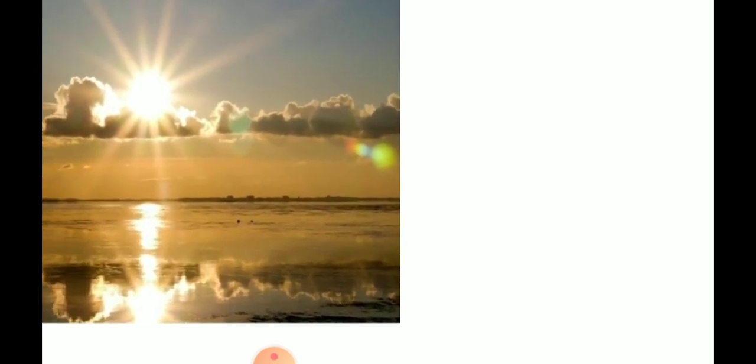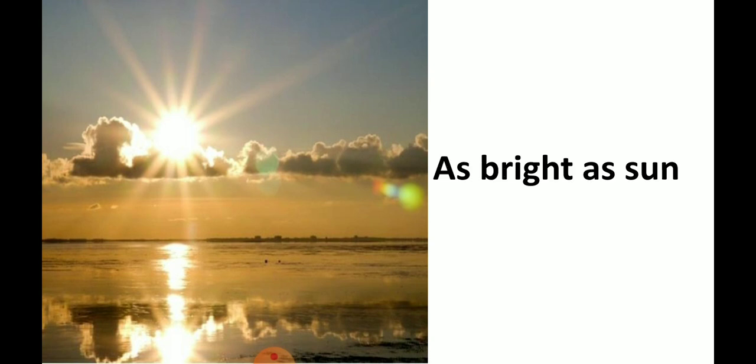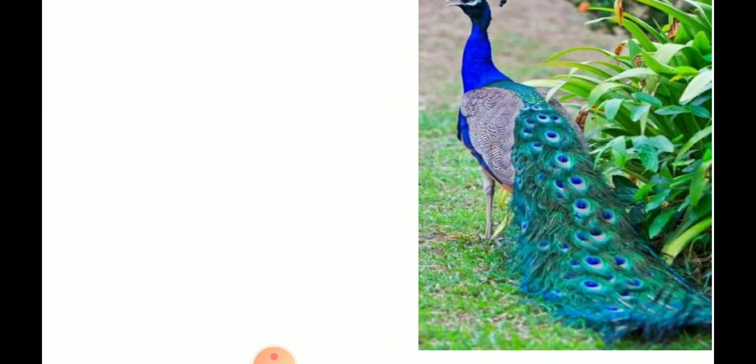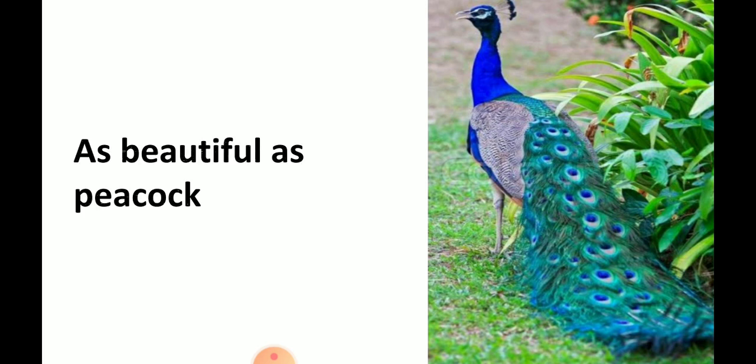Next, a bright sun. So when you say the student is very bright, the student is as bright as the sun. You're comparing the student to the sun using the word as. Peacock. When you see a peacock, you just feel it is beautiful. So when you're comparing the person, that person is as beautiful as a peacock, or that person dances as beautifully as a peacock. The word as is used to compare directly. That person is compared to a peacock.